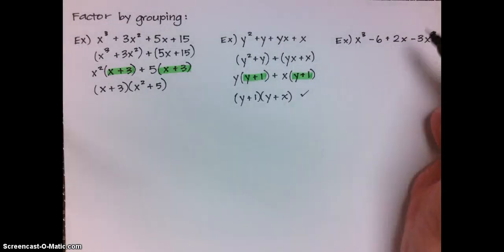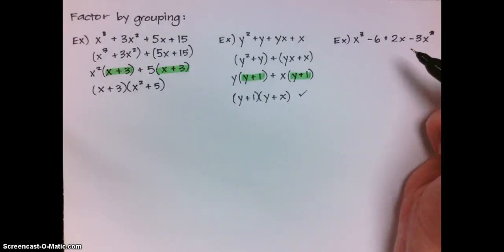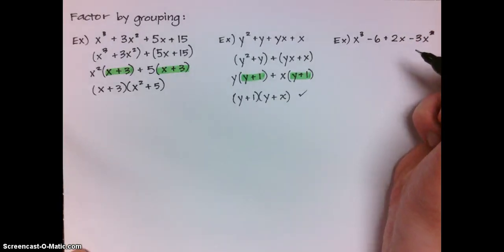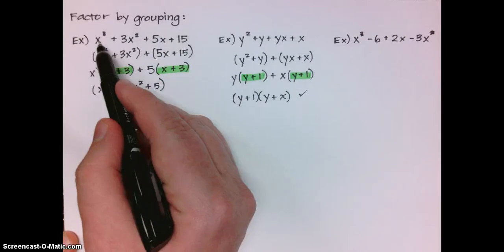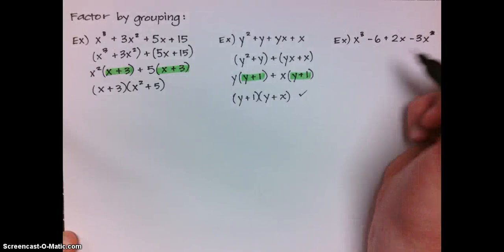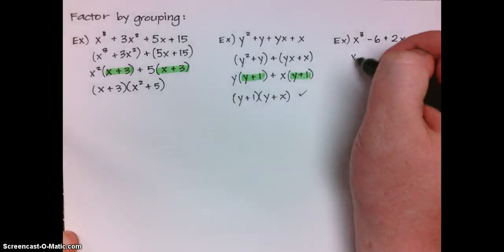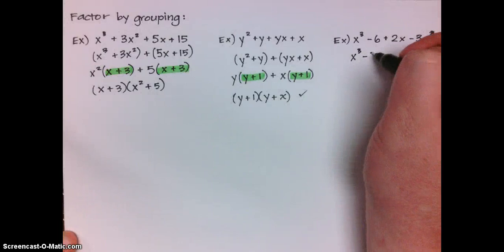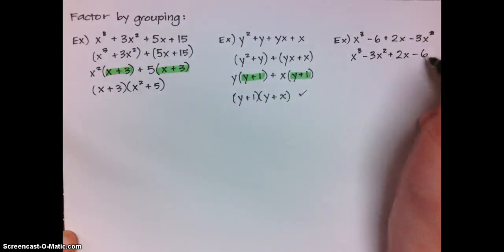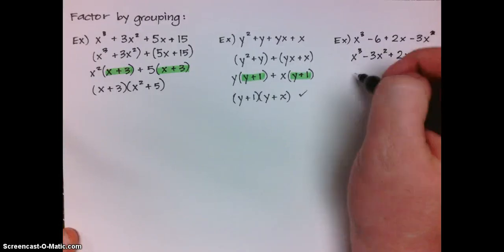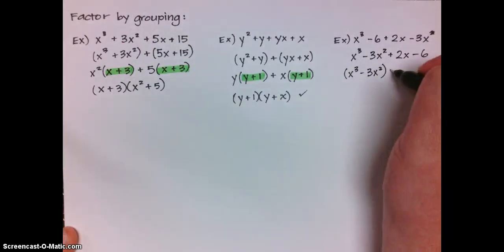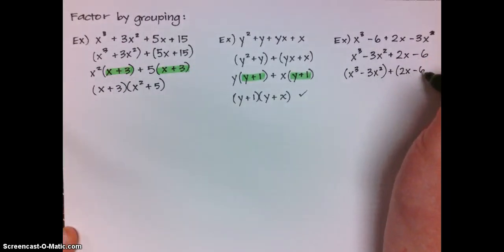Let's move on to our third example here of grouping and factoring it. So I would like to group this, but what I need to remember, just as in my first one, it needs to go in descending order of the highest degree going down to the lowest one if they're all the same variable. So I'm going to rewrite this first. So I have x cubed minus 3x squared plus 2x minus 6. So I rewrote this, and now I can do my grouping. So I'm going to have x cubed minus 3x squared as one group, plus 2x minus 6 as another group.